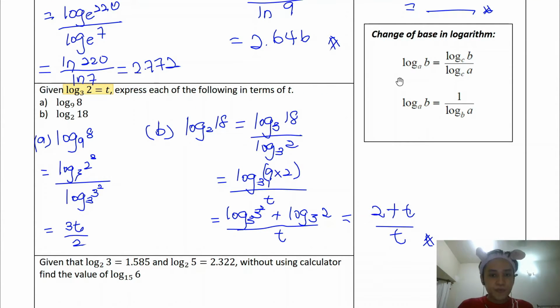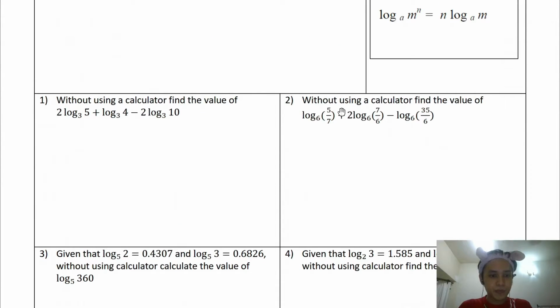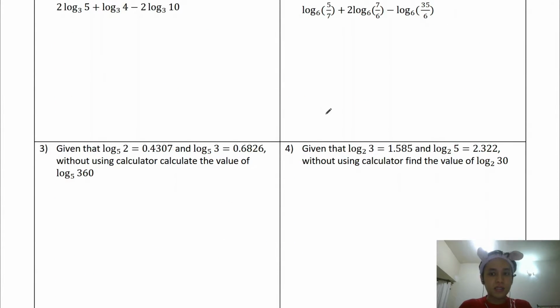If you notice the previous exercise, we have a similar question, for example like this. This question and the question below are very similar, but there's one key difference. If you notice here, the base numbers are the same. This is log base 5, this one is also base 5, this is also 5. So in this case, you do not need to change the base.